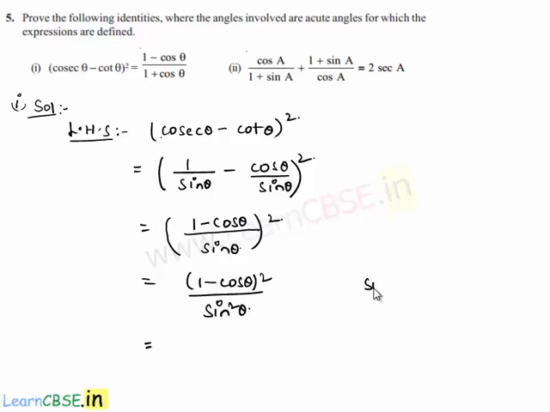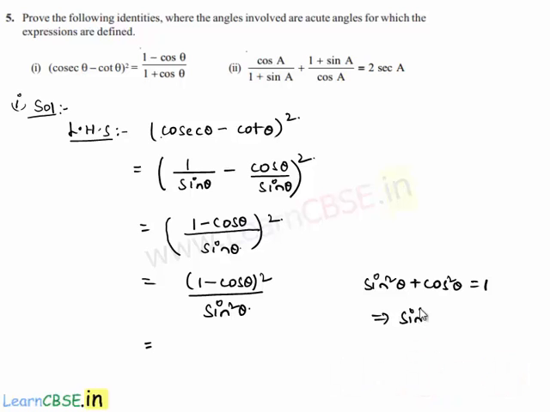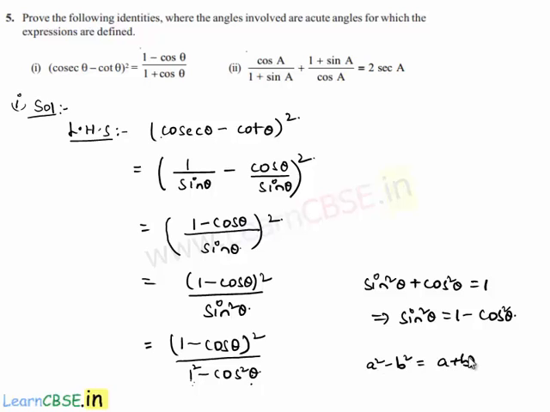So from the identity we have that sin square theta plus cos square theta is equal to 1, which implies sin square theta is equal to 1 minus cos square theta. Let us substitute it here. Then it becomes 1 minus cos theta whole square divided by 1 minus cos square theta. Here 1 minus cos square theta can be written as 1 square minus cos square theta, which is in the form of a square minus b square, and can be written as a plus b into a minus b.